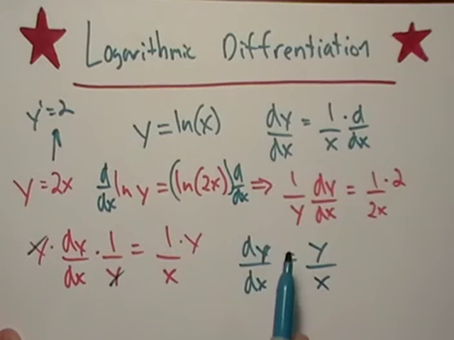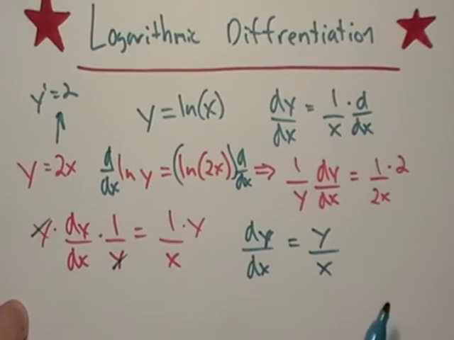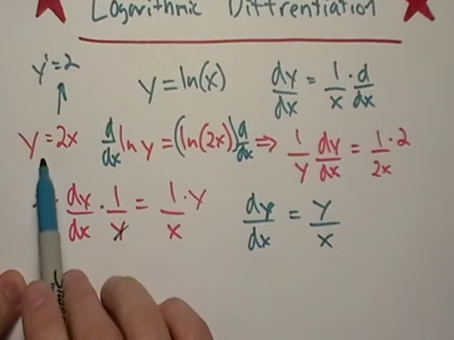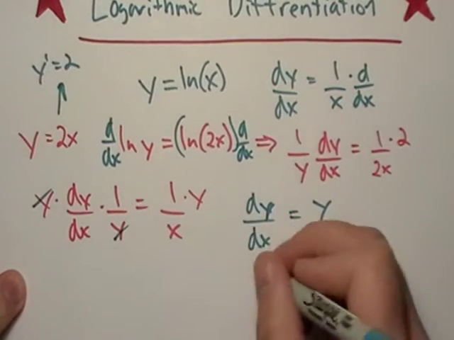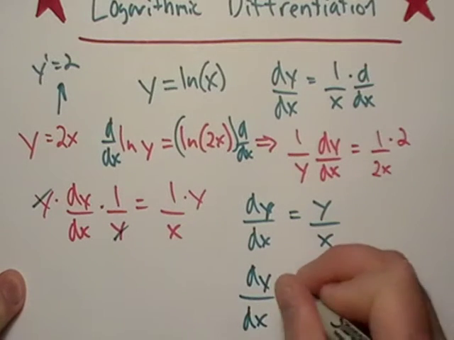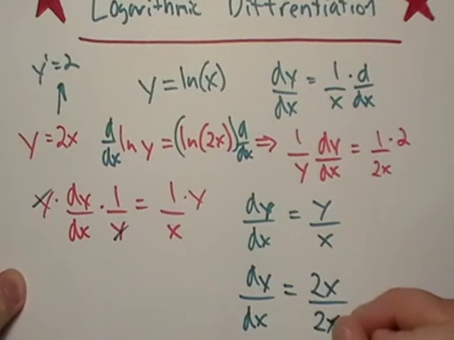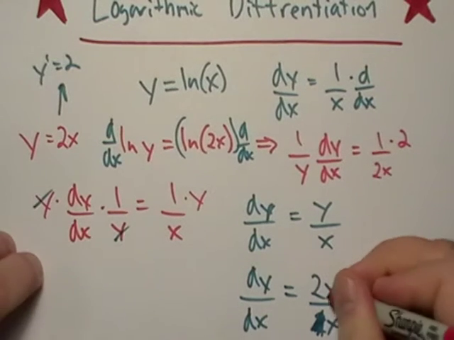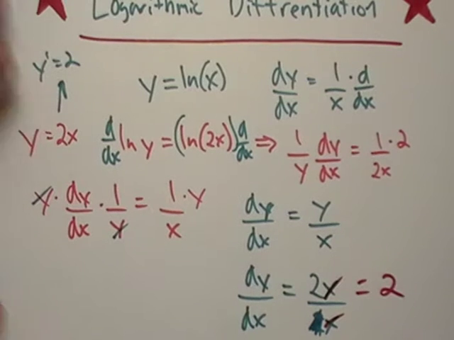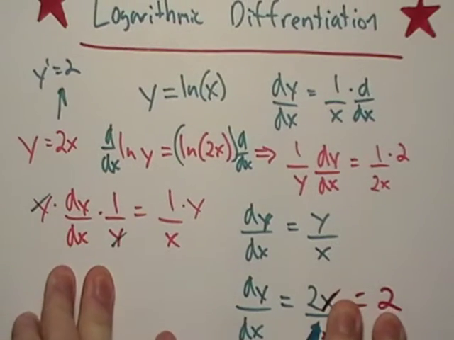Now we take a look back here and ask, what was y equal to? Well, y was equal to 2x, wasn't it? So we can go ahead and just substitute that in there. We're just plugging it in. Now they cancel out, and I'm left with just 2. So we already knew that, but I didn't want to start off right away with some crazy hipster example. Okay, so there we go.